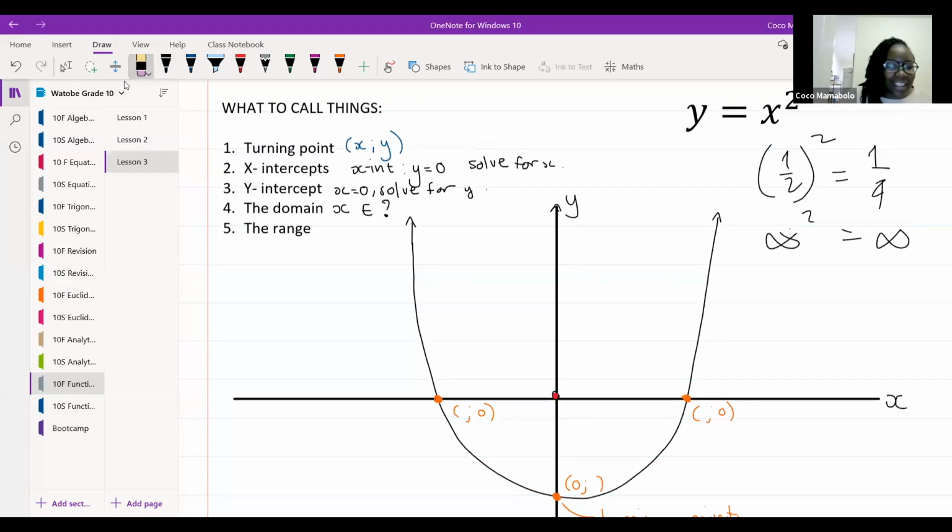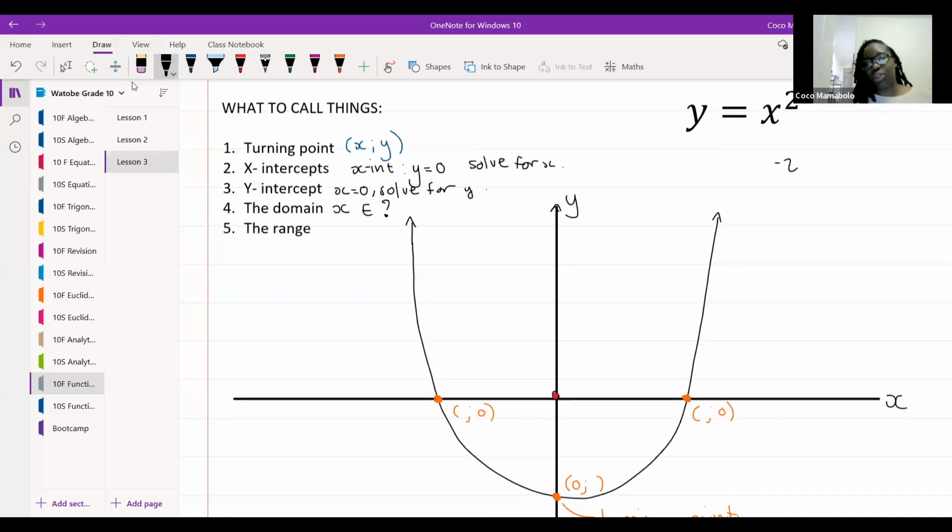X is not a number. We can't accept X. Y is not a number. 1/0 does not count because it's undefined. The root of -1, we're working with real numbers, guys, so you can't give me imaginary numbers. -2 all squared is still going to give me +4. -1 squared is 1.